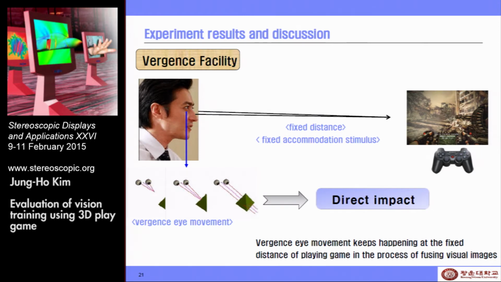Vergence partiality also shows a similar tendency as accommodative partiality. That is, vergence eye movement keeps happening at a fixed distance of playing the game in the process of fusing visual images, which has a more direct impact on the data of vergence partiality.